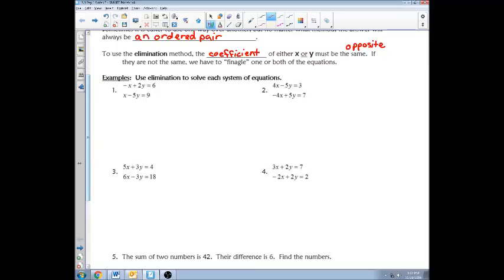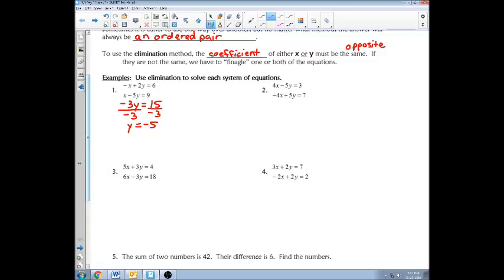Then 2y plus negative 5y would be negative 3y. 6 plus 9 would get me 15. Then I would divide by negative 3, so y would equal negative 5. The reason I told you not to cross those out is because at this point we need to plug the negative 5 back in for y in one of the two equations.